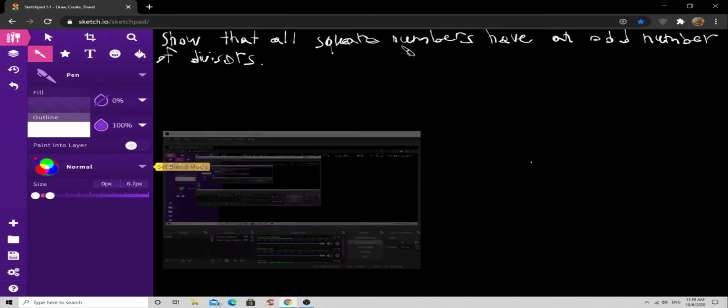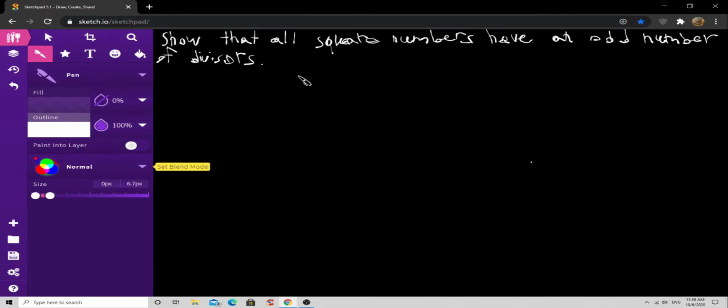Welcome back, everyone. So today we're just going to be doing a very basic and quick number theory problem, or proof, I should say. And the question is: show that all square numbers have an odd number of divisors or factors. Okay. So this is pretty basic.